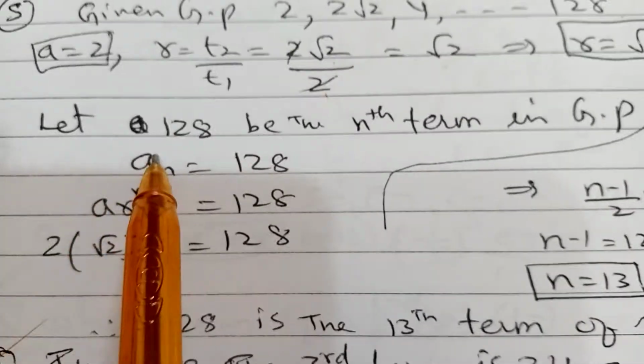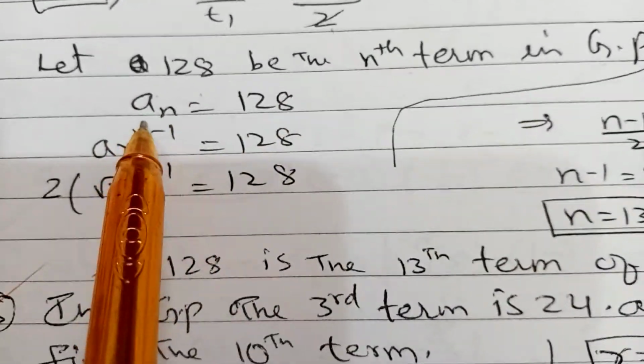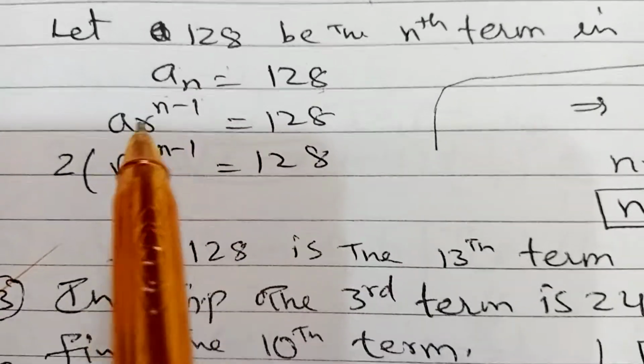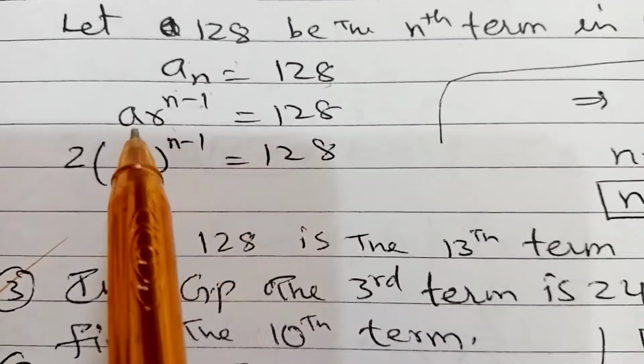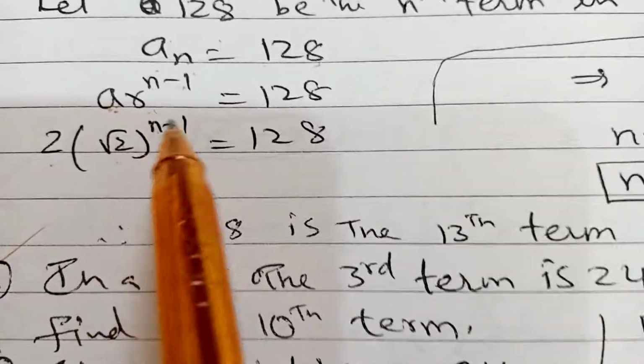Next, let 128 be the nth term of the GP. So a_n is equal to 128. What is the nth term of a GP? a r^(n-1). What is a? 2. What is r? Root 2. So 2 into root 2 to the power n minus 1.